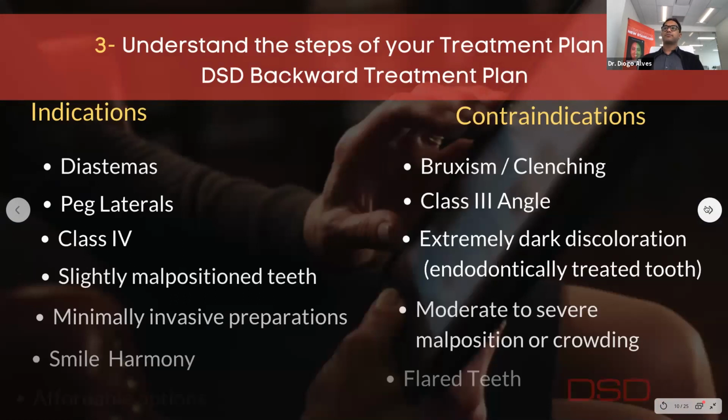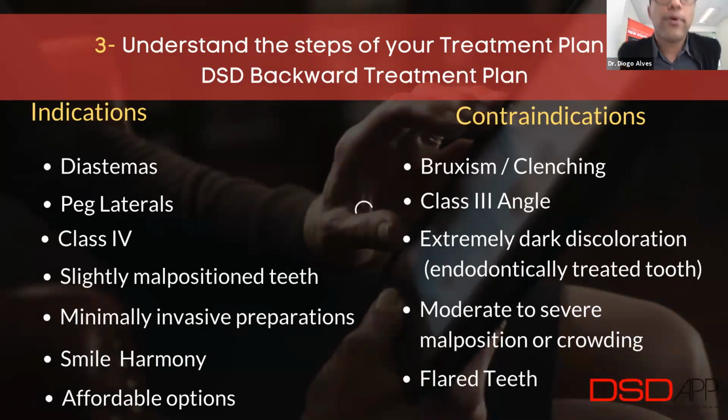Then we have number 3. So we need to understand the steps of your treatment plan, right? That's the DSD backward treatment plan. So we have the indications for composite veneers, and we have the contraindications for composite veneers. So the indications, and those are like the easiest. That would be great if you could get tons of patients like that.